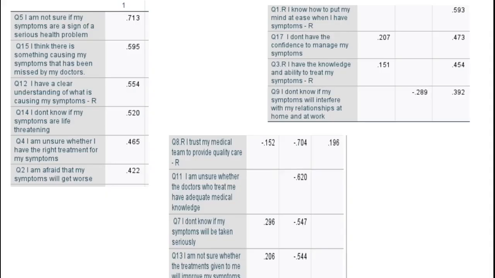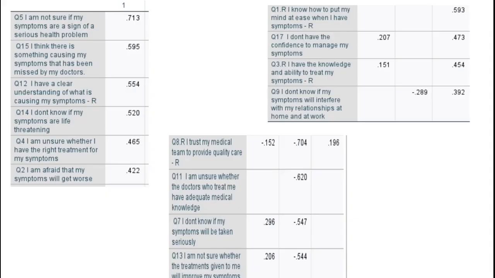So it looks to me that there are three factors here. That's what my scree plot told me. That's what the eigenvalues suggested to me. Looking at the pattern matrix suggests to me that I've achieved something close to simple structure, right? Let's look at factor 2. So factor 2, that second column, begins with question 10. I often don't feel like my doctors give me enough information about my tests.